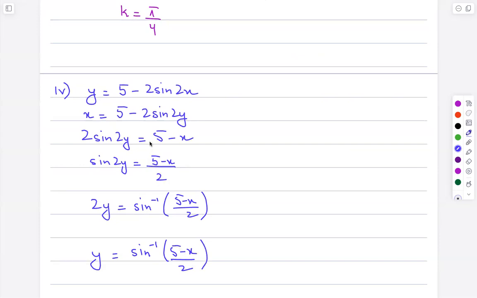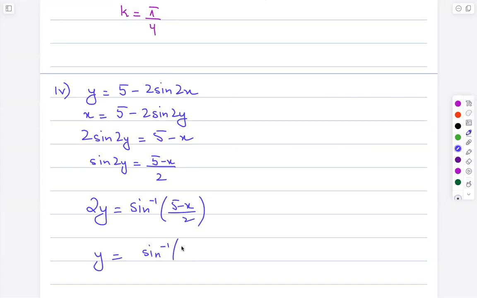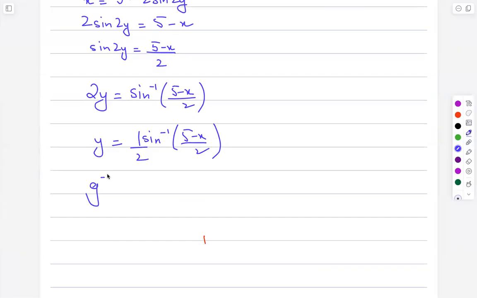So there will be a slight correction over here. 2y was equal to sine inverse of 5 minus x upon 2, and y will be equal to sine inverse of 5 minus x upon 2, divided by 2. So finally, we can write that g inverse of x will be equal to 1 upon 2 into sine inverse of 5 minus x upon 2.